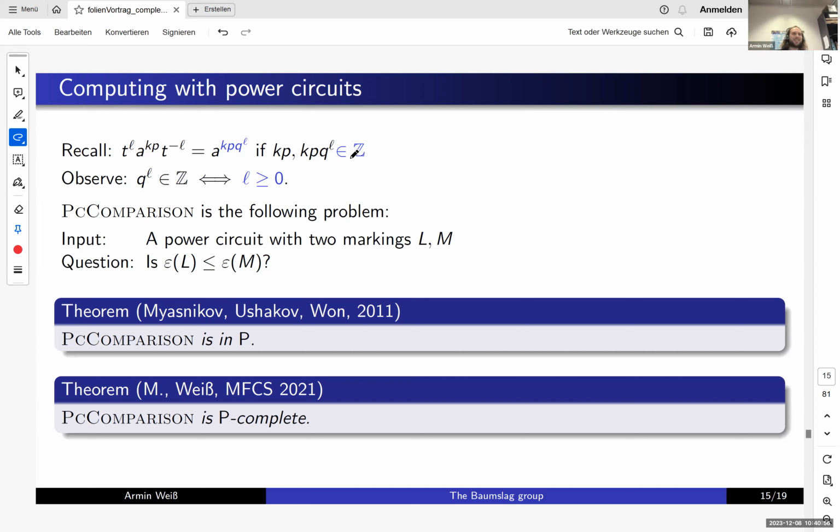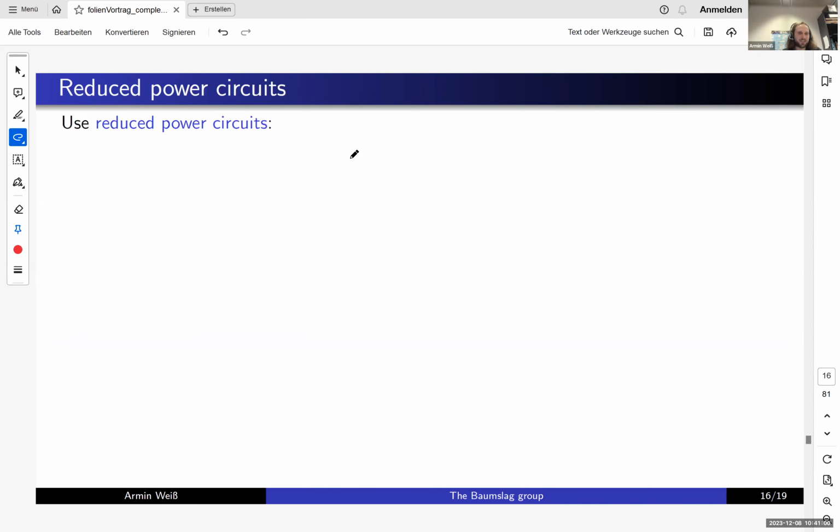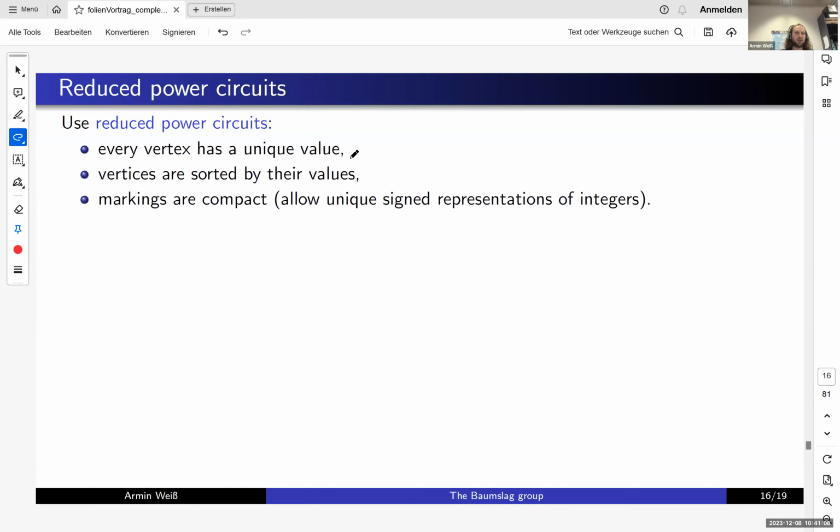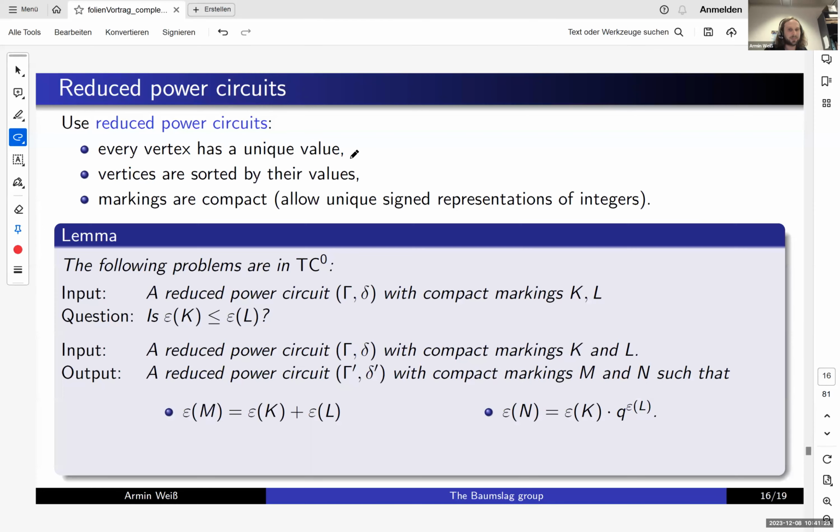Now, the good thing is, of course, I wouldn't present this here if we were stuck with that. We can circumvent it. We can not use general power circuits, but so-called reduced power circuits all the way through. We always keep these power circuits reduced. And a power circuit is reduced if every vertex has a unique value, and the vertices are sorted by their values, and the markings are compact. So that allows for some unique representation of integers.